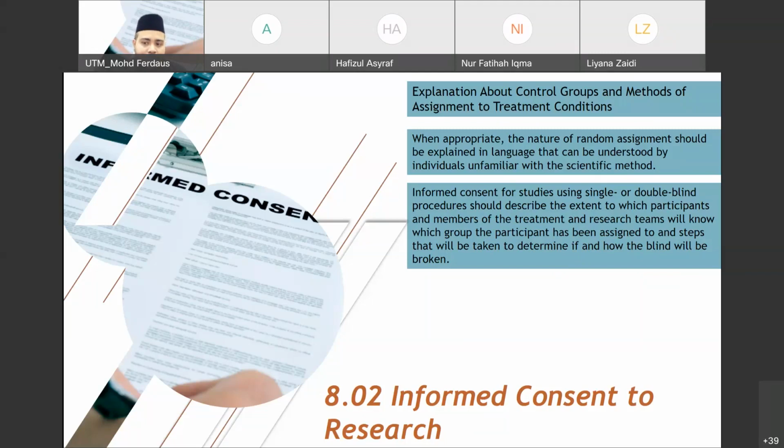Informed consent for studies using single or double-blind procedures should describe the extent to which participants and members of the treatment and research team will know which group the participant has been assigned to, and the steps that will be taken to determine if and how the blind will be broken. Okay, single blind or double blind. Single blind means that when I assign you to the control group or the experimental group, you will not know whether you are receiving treatment or placebo.